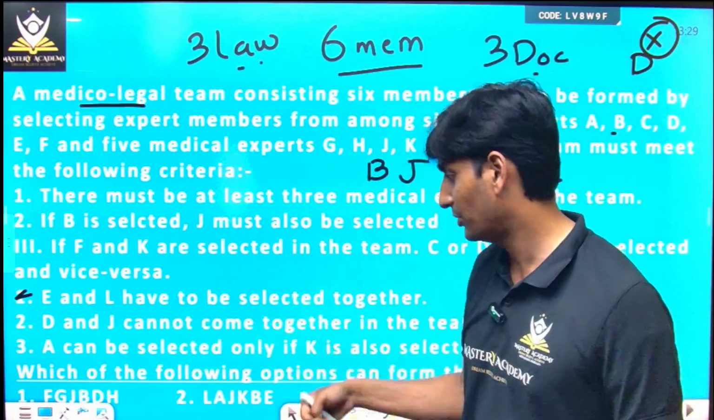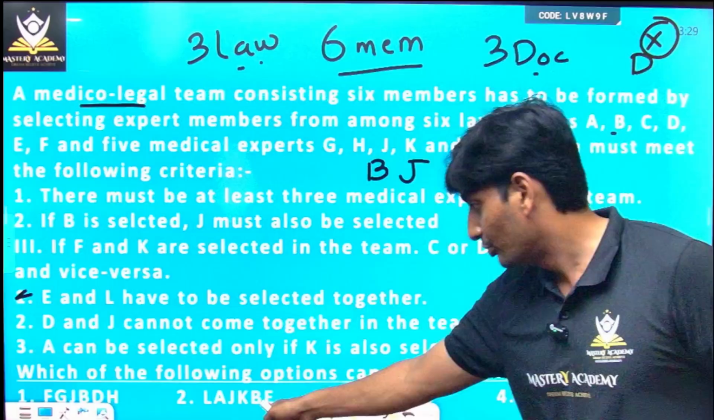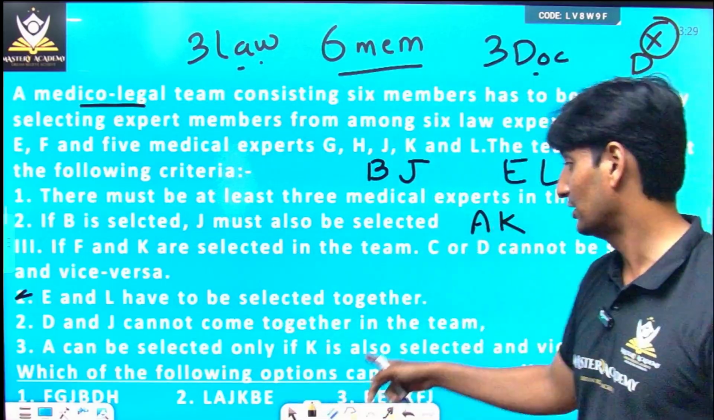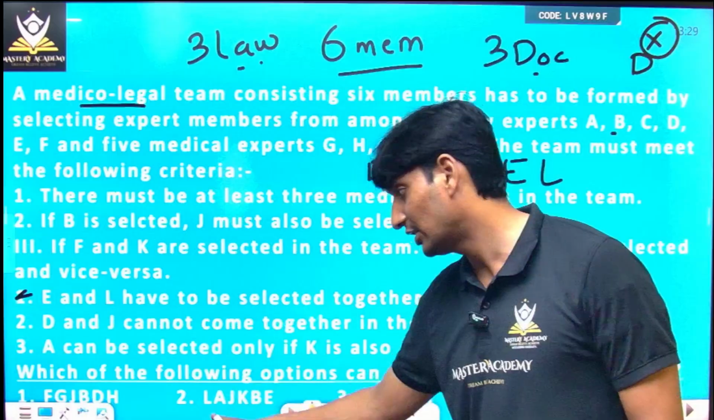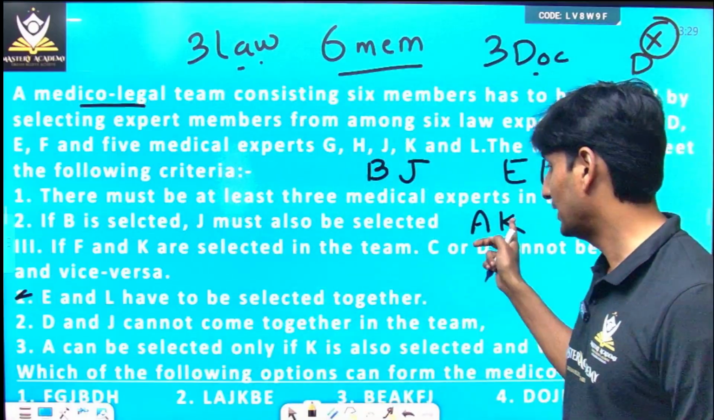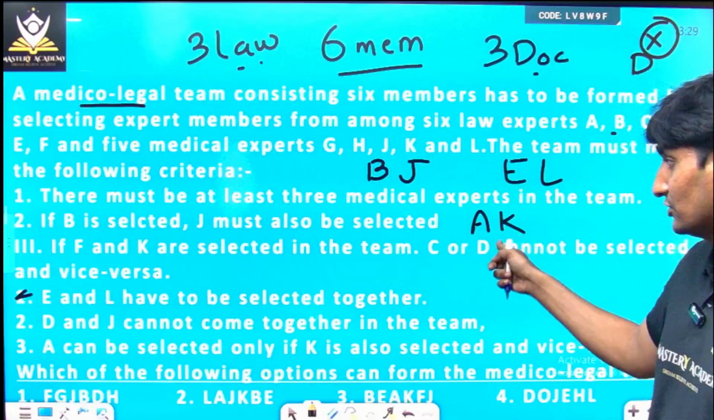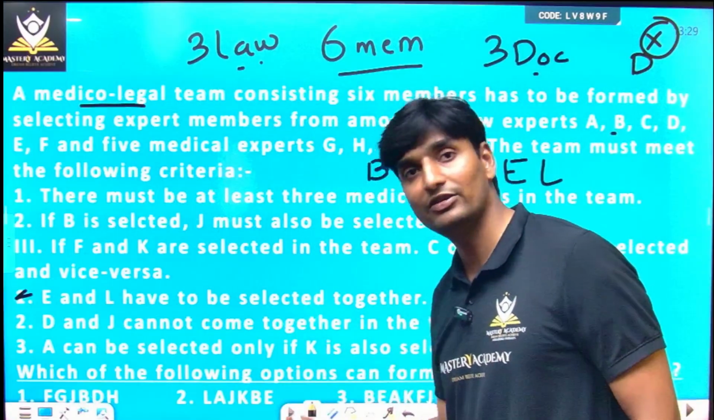Okay, now coming back to the second. Now B and J, one lawyer and one doctor, and then E and L, according to what we have taken, a lawyer and a doctor, and then A and K, a lawyer and a doctor. So these three conditions are also satisfied here, looking at the second option.